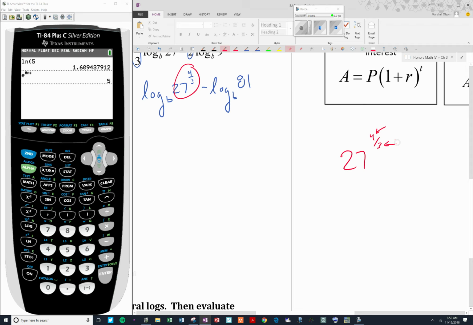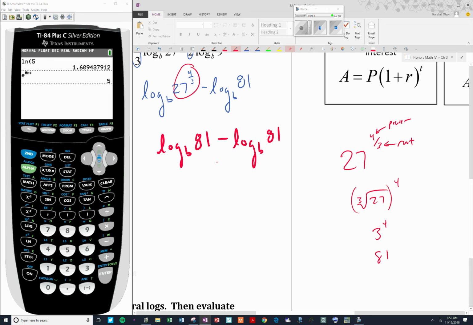Remember, if you have a fractional exponent, the numerator is a power, the denominator is a root. So this is actually the cube root of 27, and then we're going to take it to the 4th power. So the cube root of 27 is 3. 3 to the 4th ends up being 81. So what we have here is log base b of 81 minus log base b of 81, which, if we have something minus itself, we know that becomes 0.